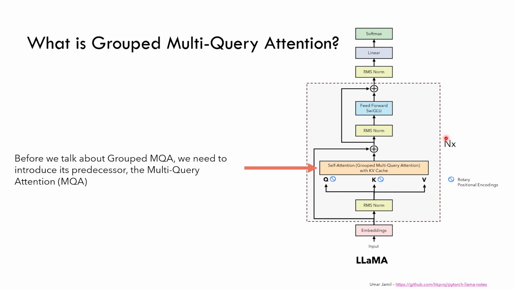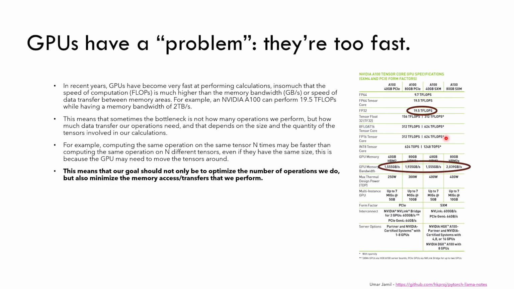The next layer that we will be talking about is the grouped multiquery attention. But before we talk about the grouped multiquery attention, we need to introduce its predecessor, the multiquery attention. Let's start with the problem. The problem is that the GPUs are too fast. If you look at this datasheet, this is from the A100 GPU from NVIDIA, we can see that the GPU is very fast at performing calculations, but not so fast at transferring data from its memory.